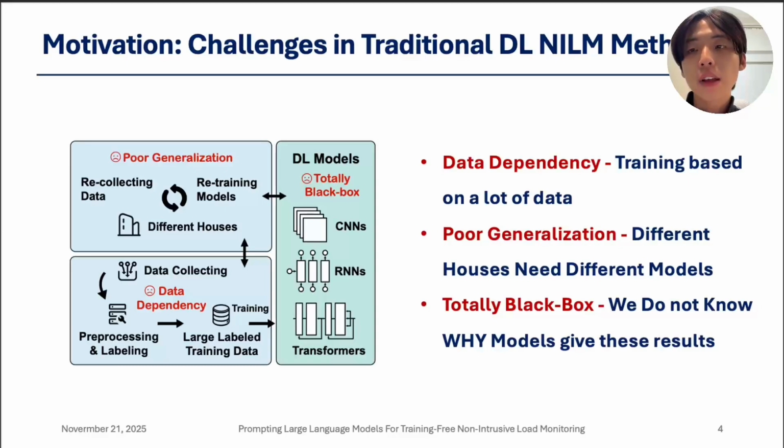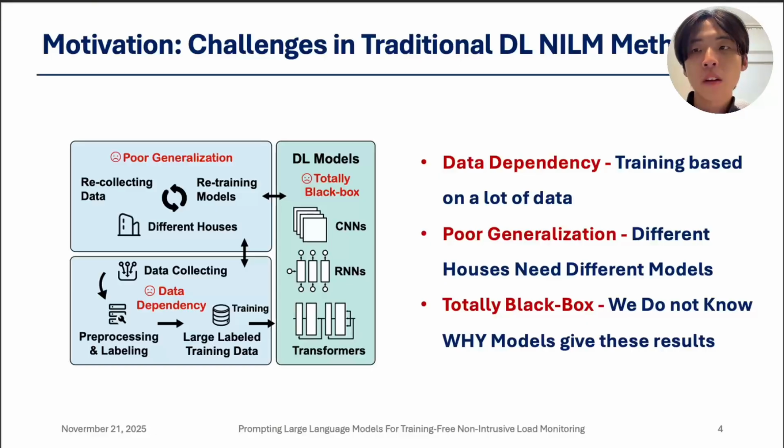The second one is poor generalization. A model trained in one house usually doesn't transfer nicely to another house or another country. You need to recollect the data and retrain the model again and again. And the third one is that it's totally a black box. Users don't know why the predictions are made.